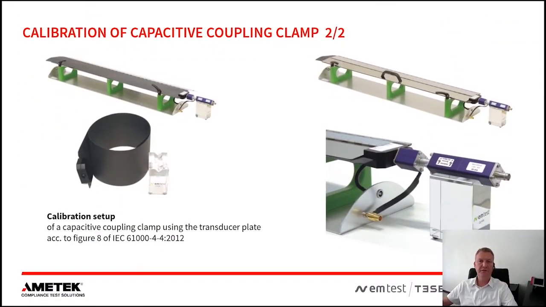Here you see the transducer plate. It is so thin that you can coil it. After you inserted the transducer plate into the clamp, close the clamp and tighten the screws. For connection of the calibration resistor, we use the same adapter which we use for calibration of the output of the couple network.